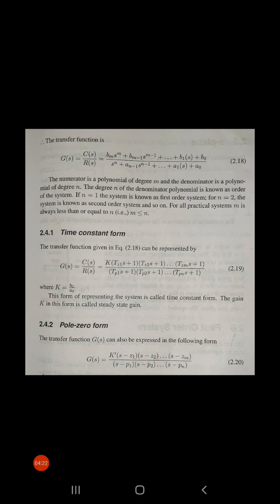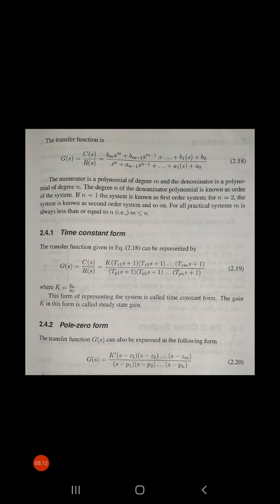Now see the time constant form. We have already discussed the time constant form and the pole zero form. The transfer function which I have given in equation 2.18 can be represented in this manner, in the time constant form, which I have given in equation 2.19.